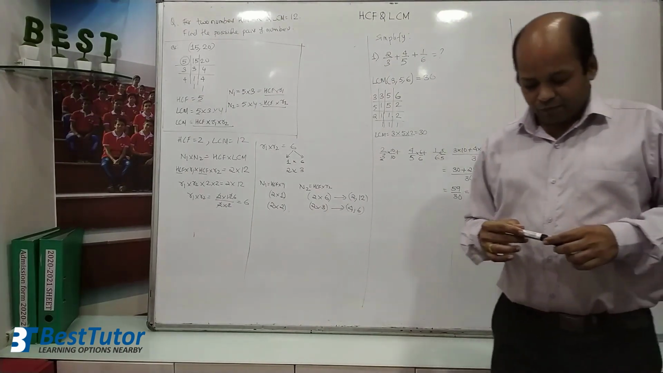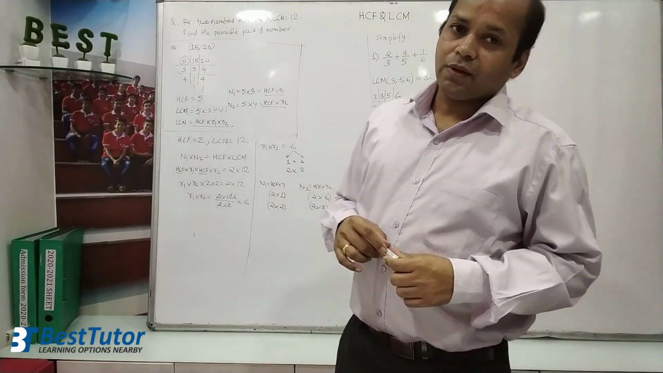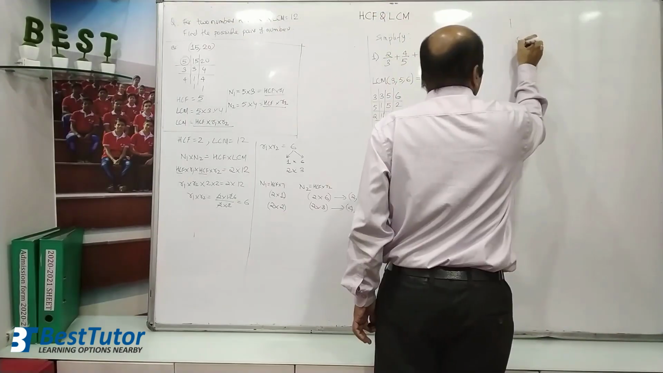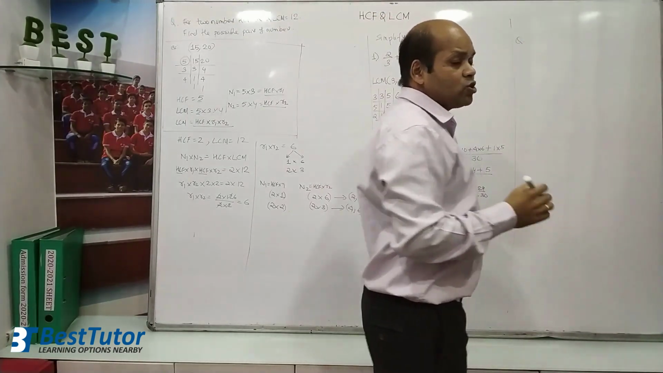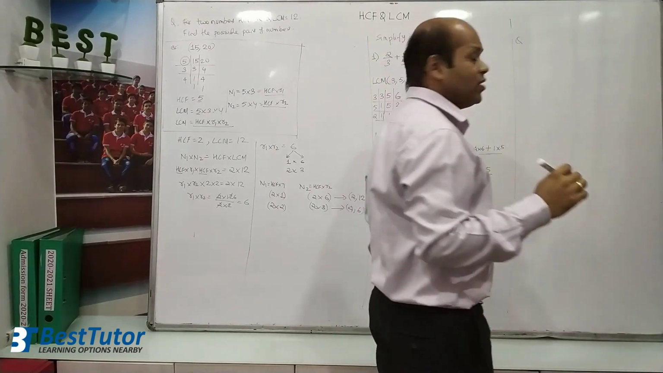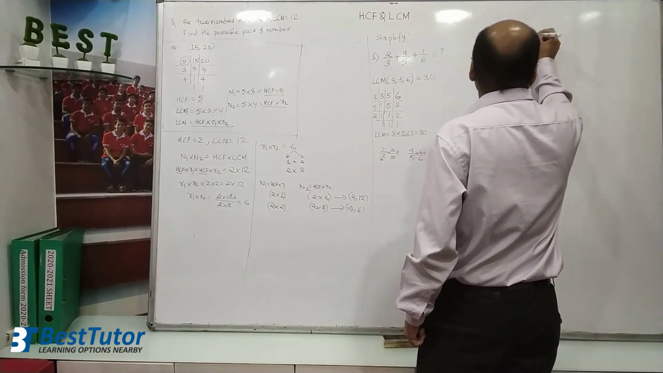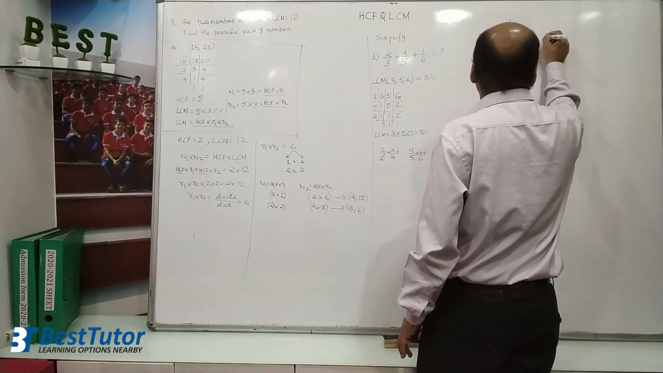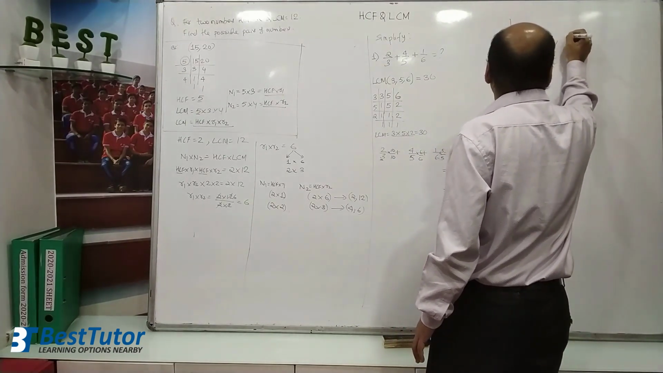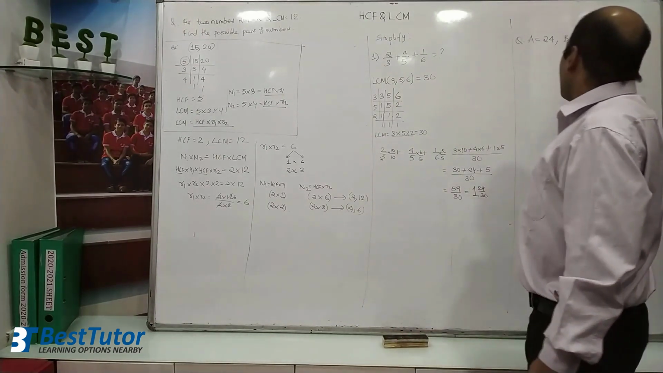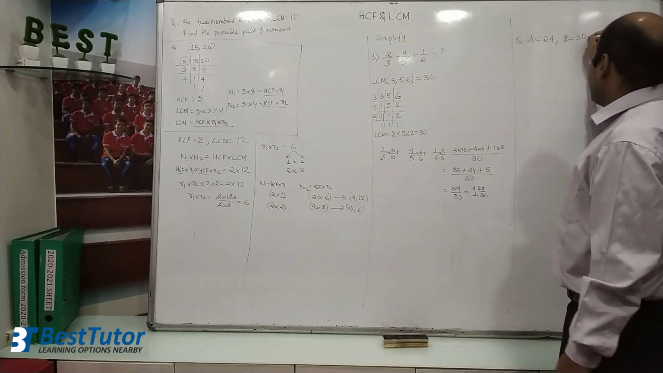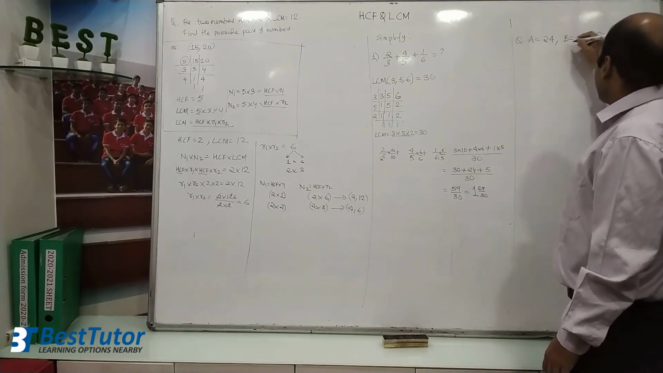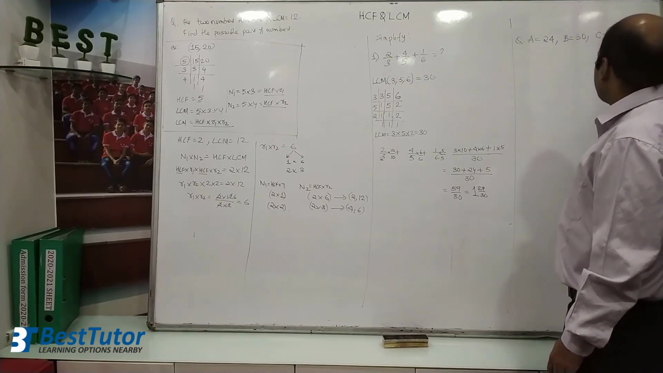Now, word problems. Let's say that a school goes for a picnic, fine. And in the picnic, there are 3 divisions for the students. In class A, there are 24 students. Class B, there are 30 students. And class C, there are, say, 42 students.